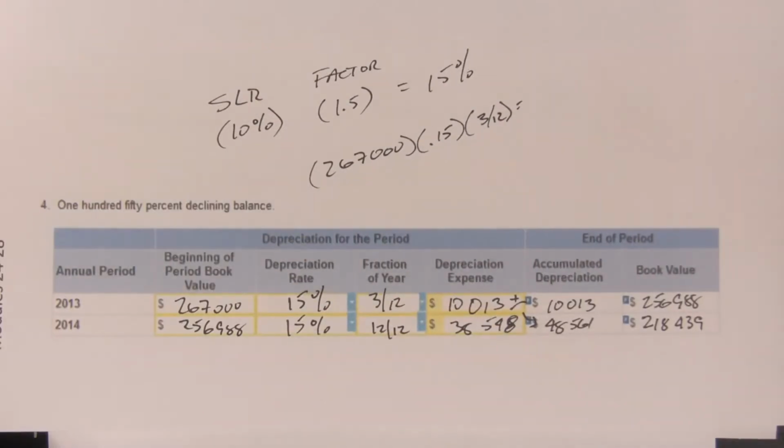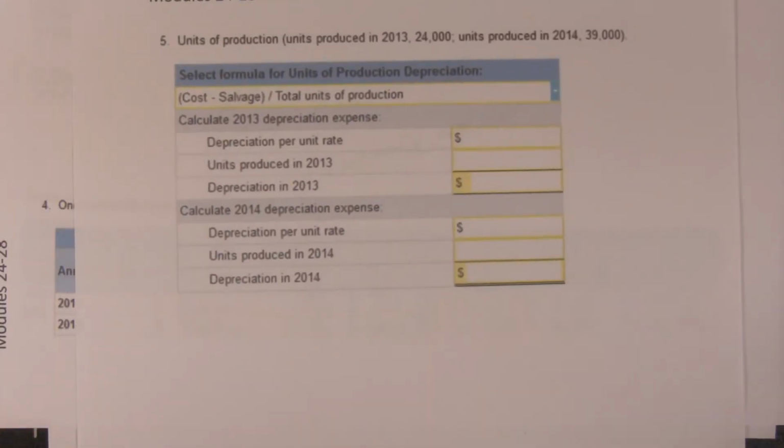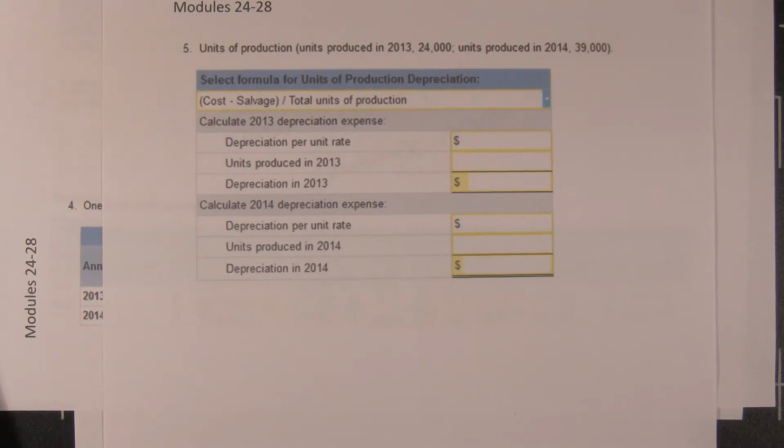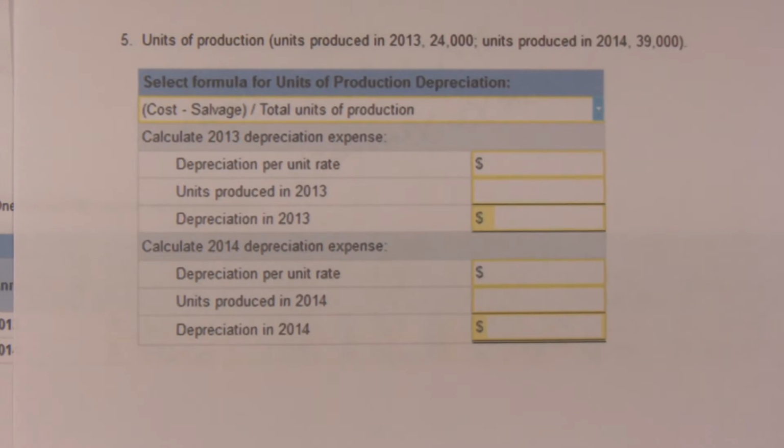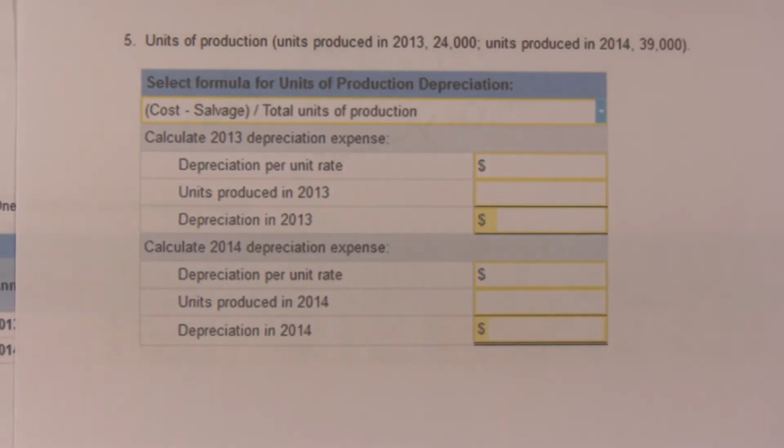Okay? And the last piece it asks us to do is units of production. And that's really pretty straightforward. You don't really have to worry about partial year with units of production, because once you figure out the depreciation rate, you just multiply it by the number of units, okay? So when we do that for units of production, let me come up with my numbers so I remember what we were talking about.